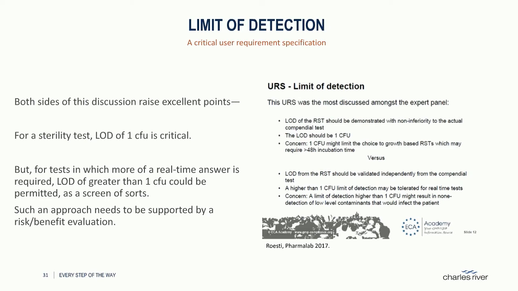And so we at Charles River would agree with this. We would agree with both sides of this discussion because both raise excellent points. Of course, if we're calling this a sterility test, it would be expected just traditionally that the limit of detection should be 1 CFU. That would be critical. However, if a more real-time answer is required, like the example given with particular compounded preparations that have short shelf lives, or something like a radiopharmaceutical, which has a quite short shelf life, then maybe a real-time answer is the greater priority, and the limit of detection of 1 CFU is not quite as much a priority, in which case a higher limit of detection could be permitted.